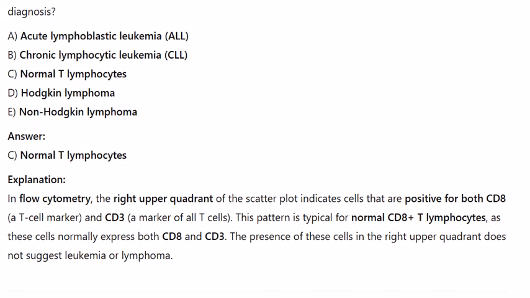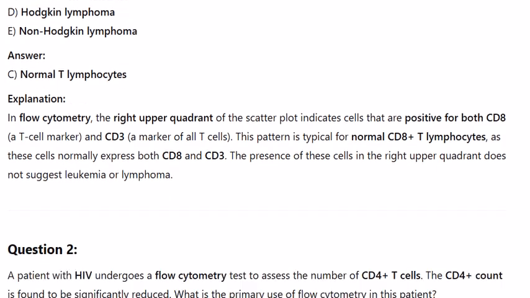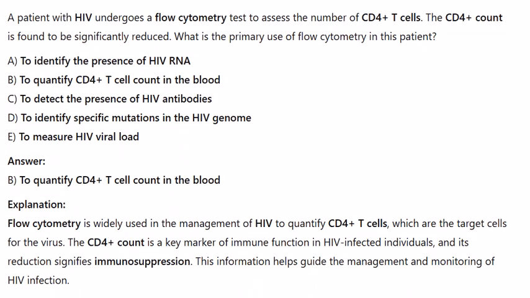Question 2. A patient with HIV undergoes a flow cytometry test to assess the number of CD4 plus T cells. The CD4 plus count is found to be significantly reduced. What is the primary use of flow cytometry in this patient?